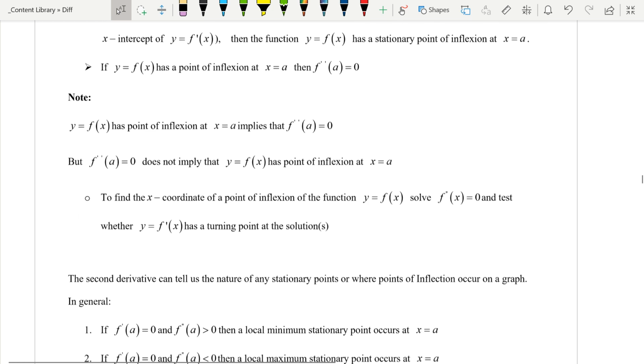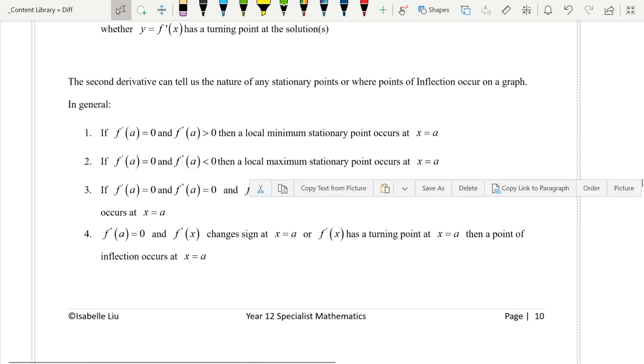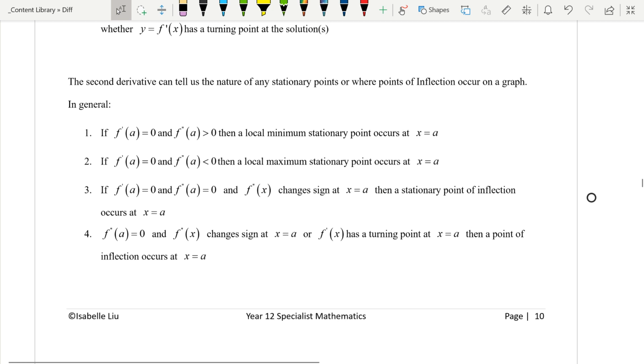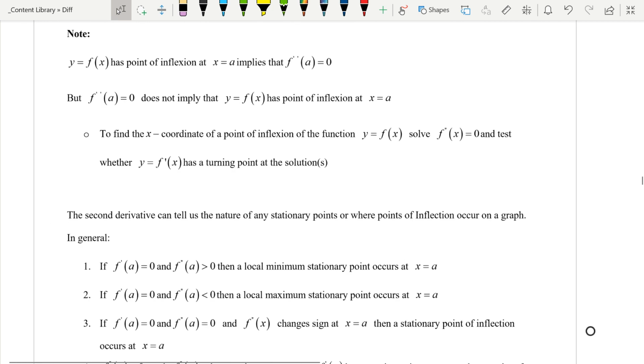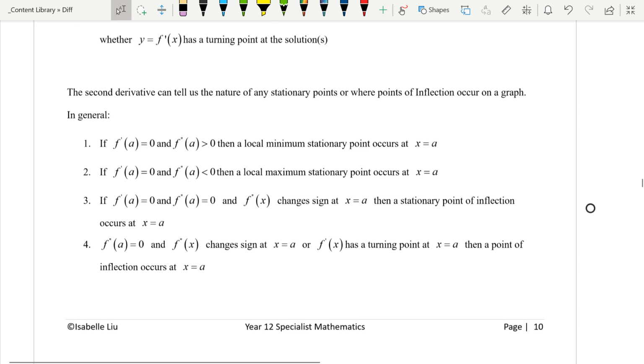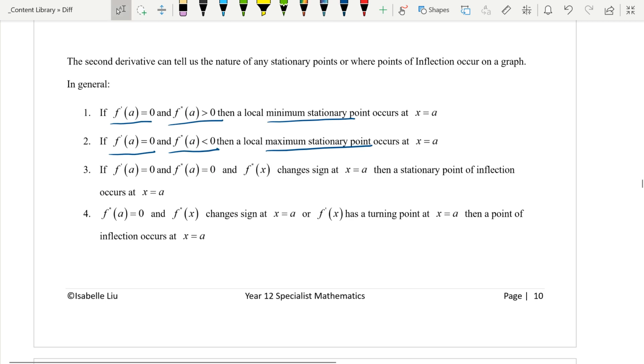We don't need to worry about everything above. You can read through it; that's basically what I just said, so if you forget, you can go back and read it. But look at the 4 dot points. The top part is explanations, and these 4 are the things you need to remember. If first derivative equals 0 and second derivative is greater than 0, you have a minimum stationary point. First derivative equals 0 and second derivative less than 0, that's a maximum stationary point.